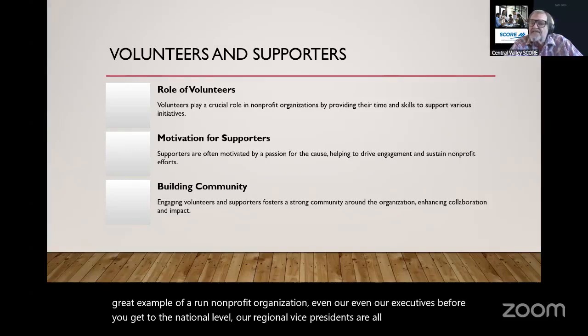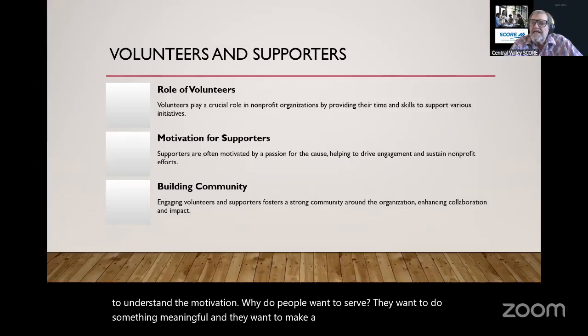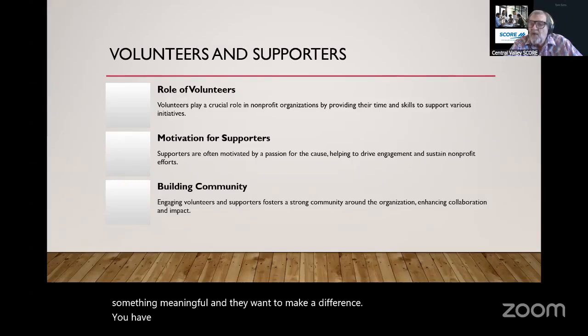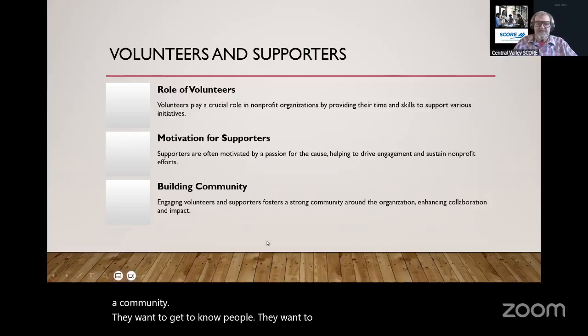You have to understand the motivation, though. Why do people want to serve? They want to do something meaningful and they want to make a difference. And you have to know that in order to keep volunteers engaged, they want to be a part of a community. They want to get to know people. They want to have friendships that develop around what they are doing.